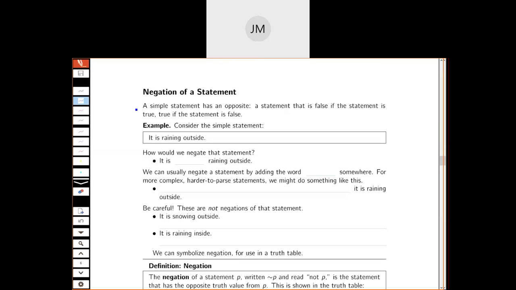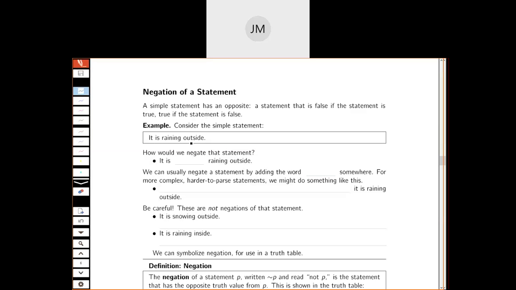So in logic, when we're combining things, we're looking at truth values, and we have something called the negation, which is like the opposite of a statement. When we're looking at a simple statement, it has an opposite. That opposite is false when the original statement is true, and that negation is true when the original statement is false. So it's important that when we think of the negation, it's always the opposite, not just sometimes the opposite.